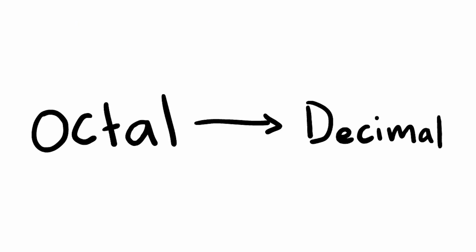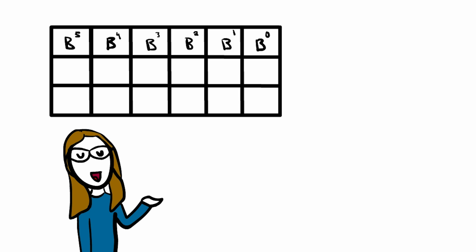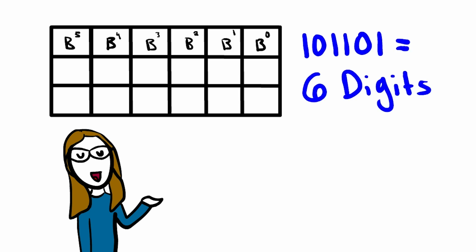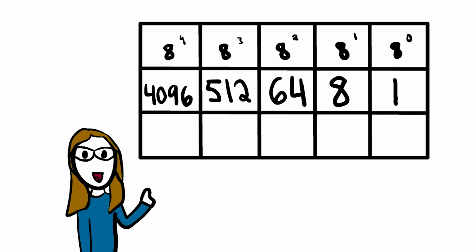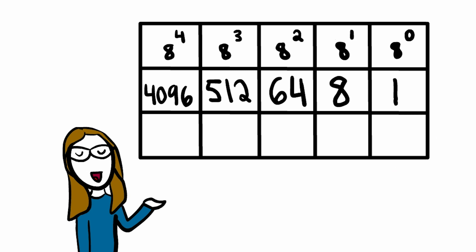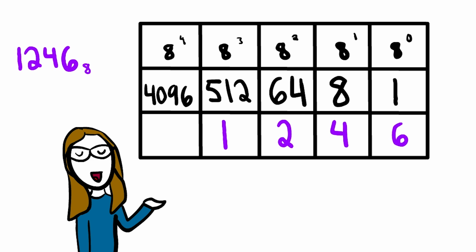Now we're going to convert from octal to decimal. As I said before, start with making a table of your bases with powers from 0 to the number of digits in the number you're converting from. Remember, octal has a base of 8, so our table will look like this. Then, as you did for binary, write out the number underneath, making sure the last digit is in the far right column. In this example, we are using the number 1246.